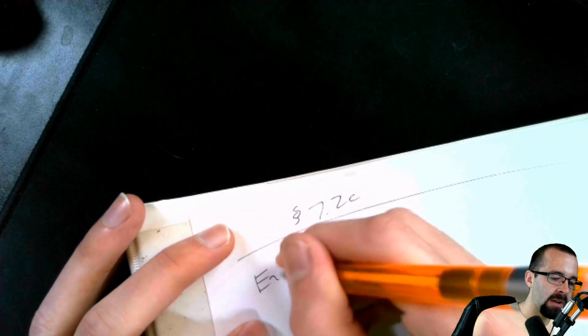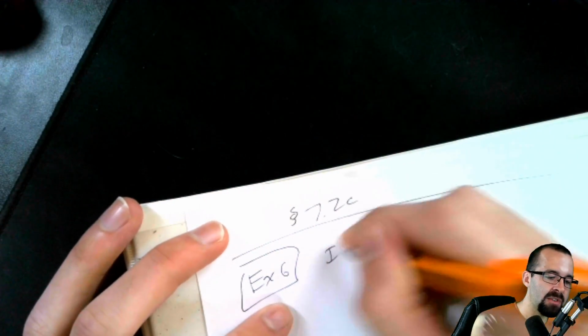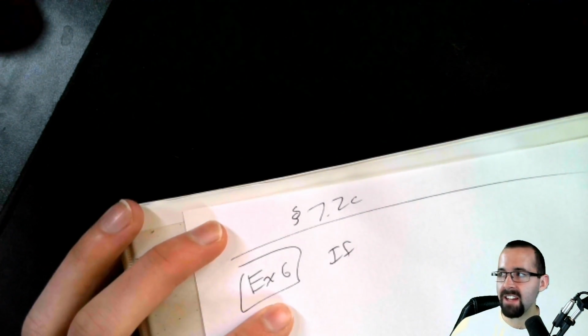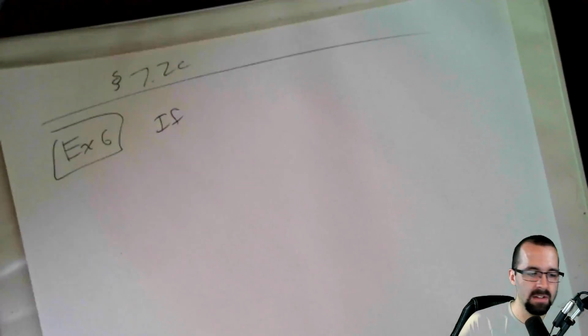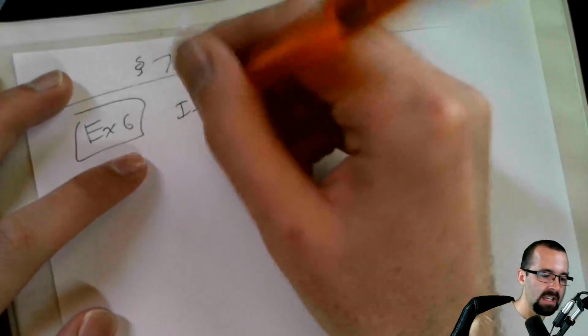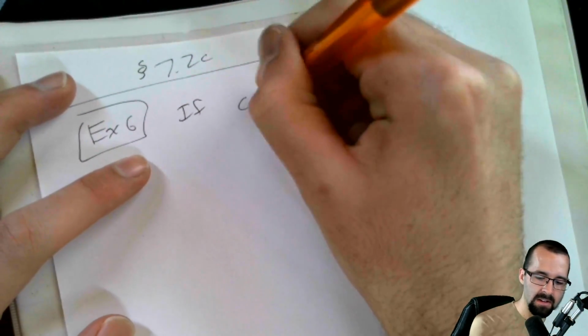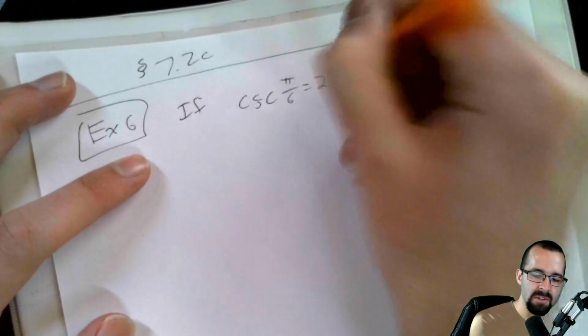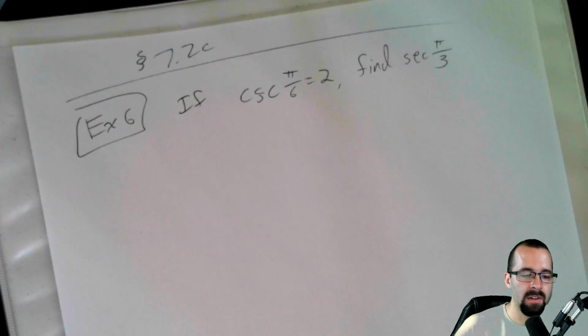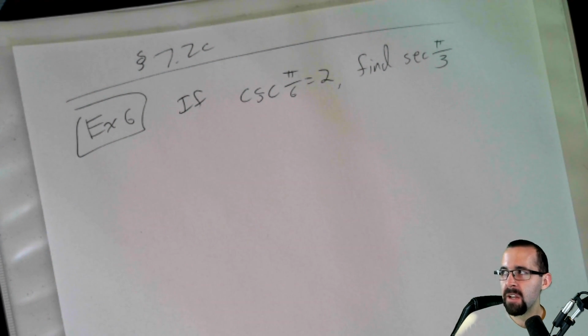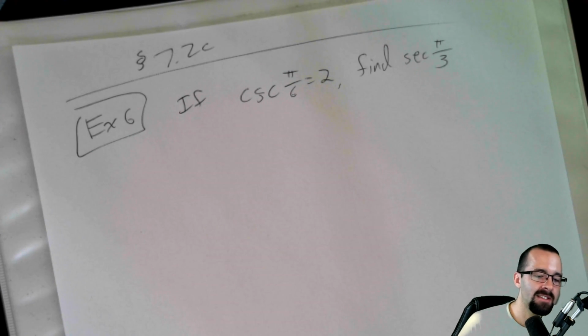So we were on example 6, so let's jump right to it. Example 6, and we were still talking about complementary angles and cofunction identities. All right, so let's go ahead and move this guy a little closer up here. If cosecant of pi over 6 equals 2, find secant of pi over 3. Okay, so we got to use what we know about cofunctions, complements, and stuff like that.